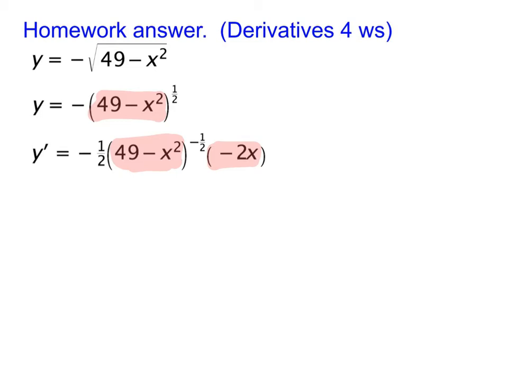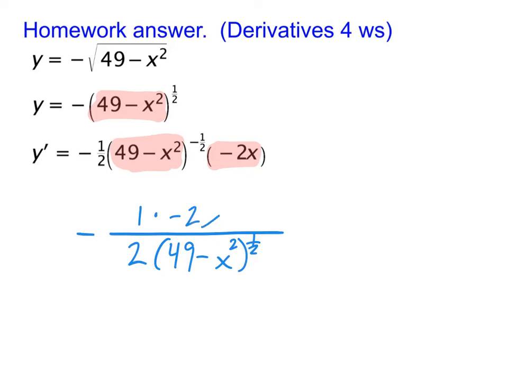because if I continue on, you notice I see some fractions involved, so I can go ahead and set up a fraction. When I see the negative 1/2 here, that tells me that my fraction is going to be negative and that I have a 1 on the top and a 2 on the bottom. This to the power of negative 1/2, that tells me that that's going to be on the bottom. So that's going to be the 49 minus x squared to the power of 1/2. And the negative 2x, well, that would be times negative 2x here.